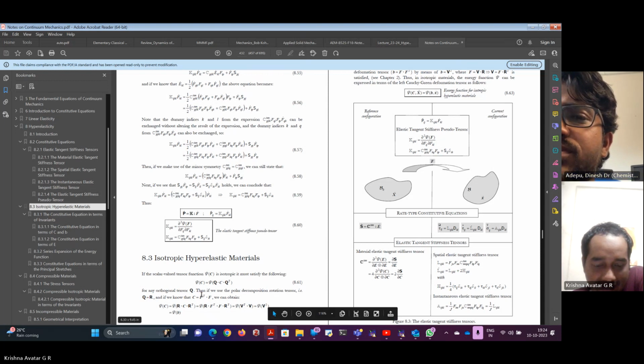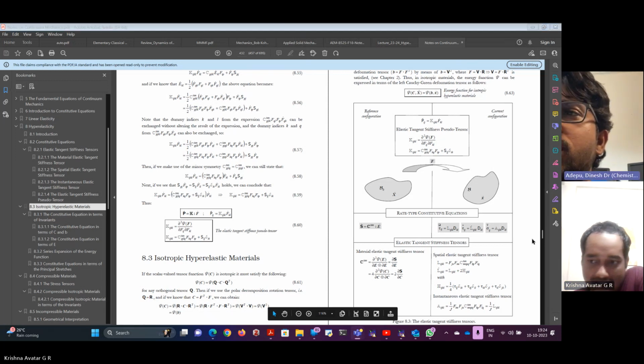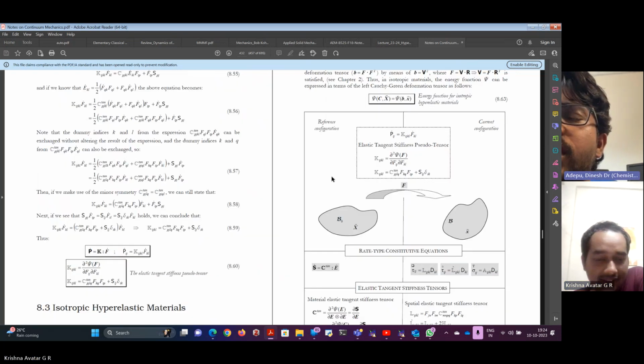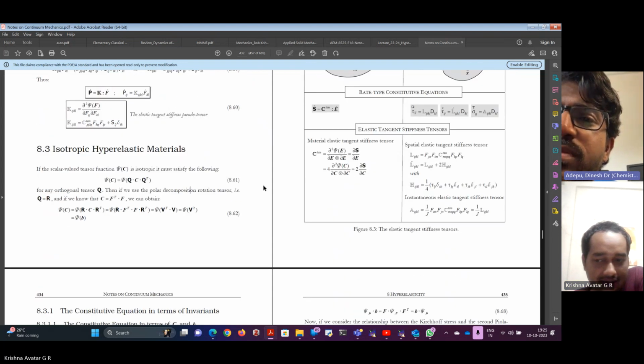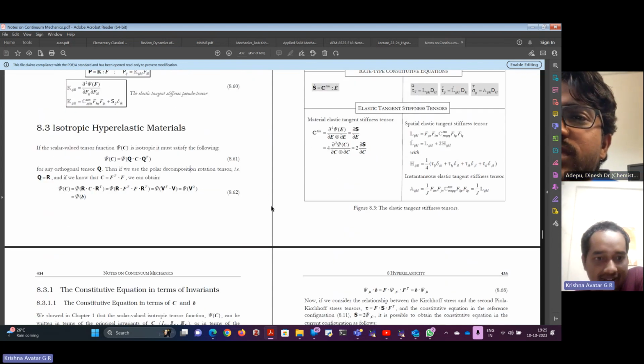If you use the polar decomposition... can you close this cross mark? No, here, the contents and bookmarks. Okay, something like just this. Remove that. Yeah, now it's clear. I can zoom in on my figure also. Isotropic. The thing is, this is the condition.